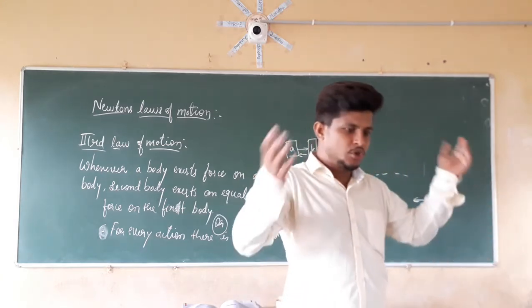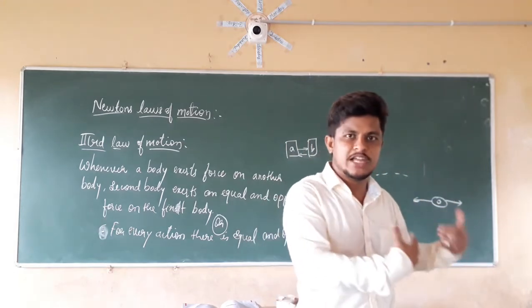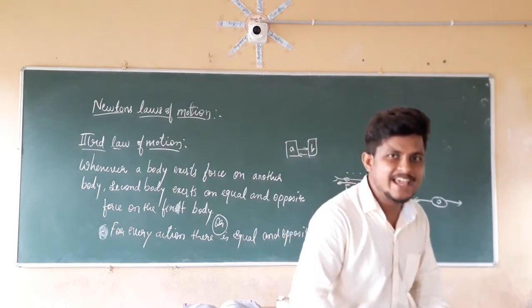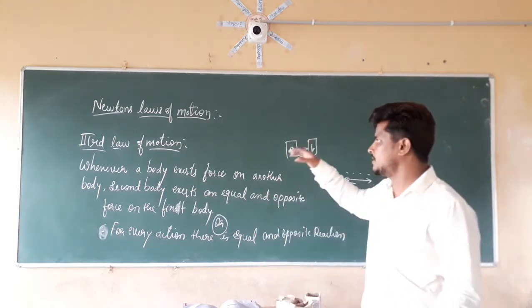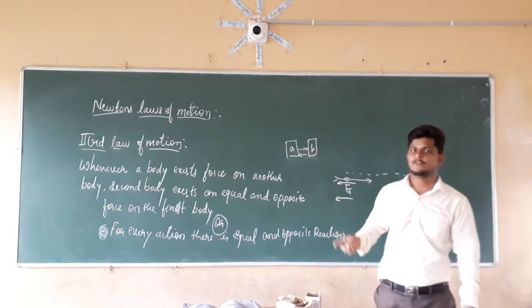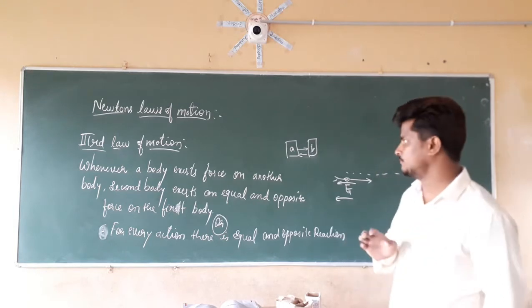How much force is applied on the ground? That much force the ground is going to exert on the body. If the force is higher, he is going to jump higher. So this is the third law of motion, that is, for every action there is an equal and opposite reaction. Right?